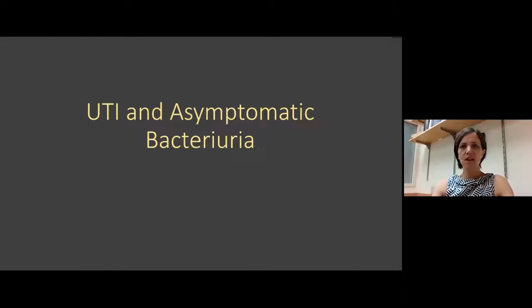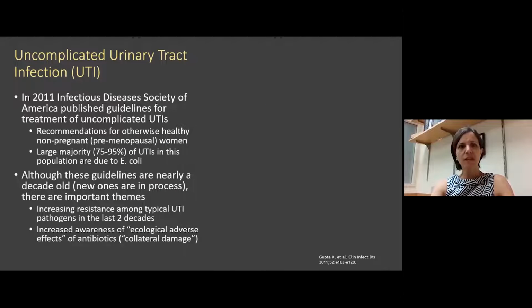So let's move on and talk about UTI and asymptomatic bacteriuria. So uncomplicated urinary tract infection had some guidelines put out in 2011 by the Infectious Diseases Society of America, or IDSA. The recommendations were for otherwise healthy, non-pregnant women, and the large majority of infections in this scenario are due to E. coli, somewhere around 3/4 to 95%. These guidelines are almost a decade old at this point, and new ones are in progress.